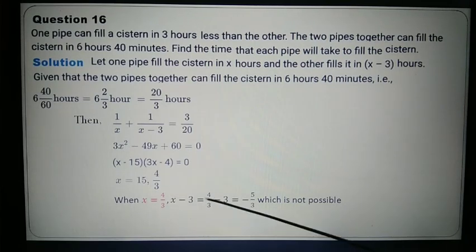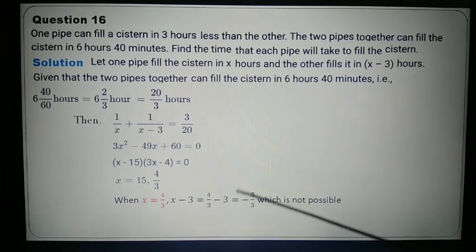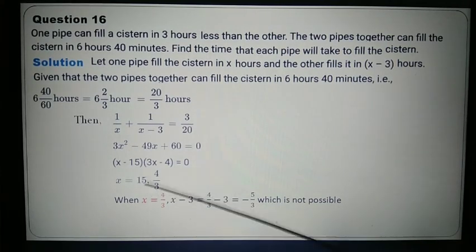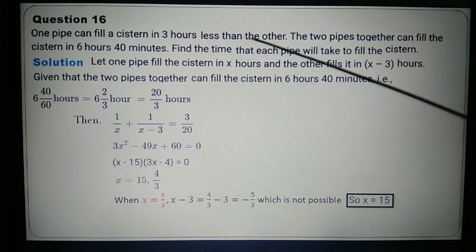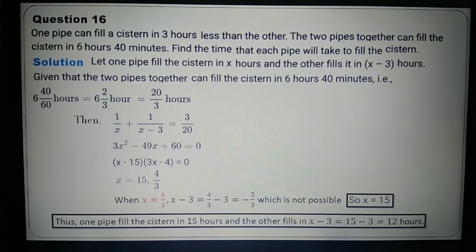Okay, so when x is 4 by 3, the value of x minus 3, because we need to calculate x minus 3 as well, is going to be negative, which is not possible. So time cannot be negative. So that's why we'll avoid 4 by 3. So we'll take the other value, that is x to be 15. So if one pipe takes 15 hours, then the other has to take obviously 15 minus 3, that is 12 hours. So pause the video to note down.